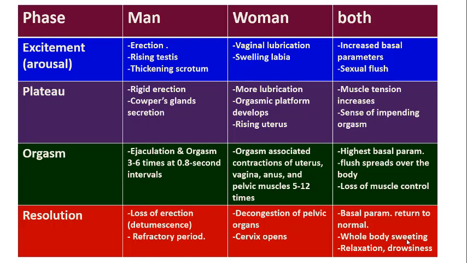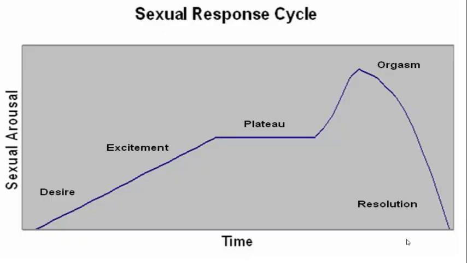But there are two important points occurring during the resolution phase. The first point is the refractory period. It occurs in men only. Refractory period means inability to respond to any sexual stimulation, whatever it may be. The length of this refractory period differs according to age. And cervical opening to allow movement of the spermatozoa into the female genital tract.